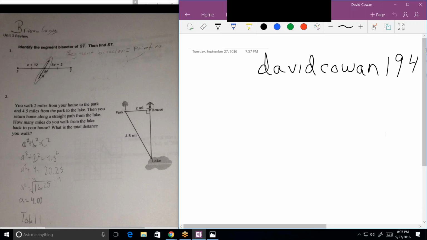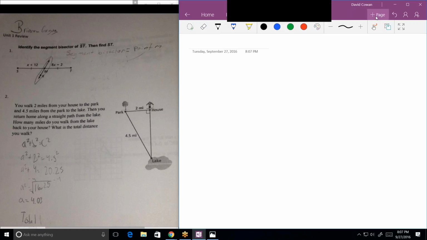So now what can I do in terms of writing an equation that I can solve? In other words, I see variables. Variables means I'm going to need an algebra equation. So what is it? It would be x plus 12 equals 8x minus 2. Okay, now solve that.